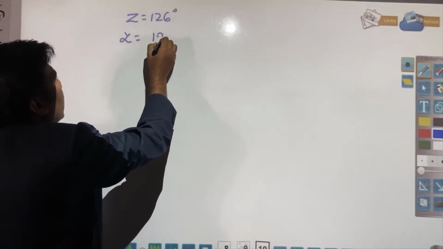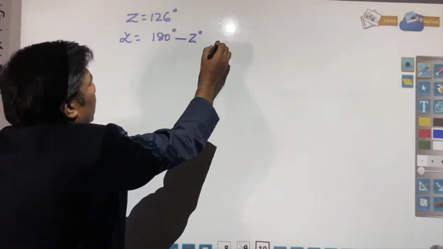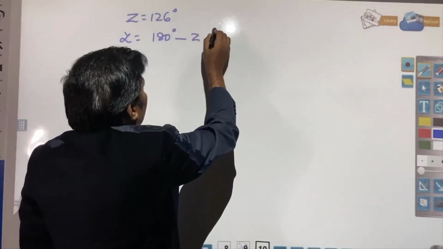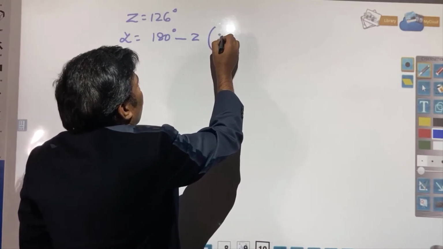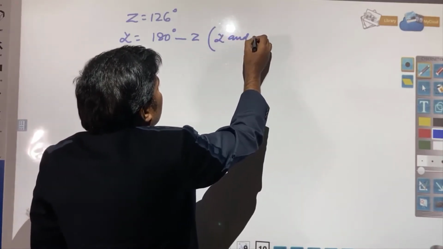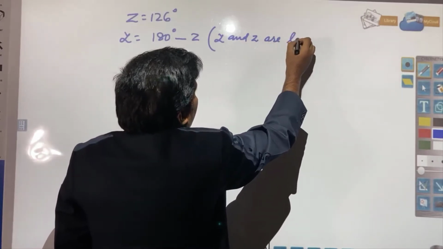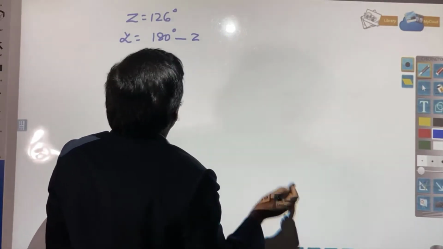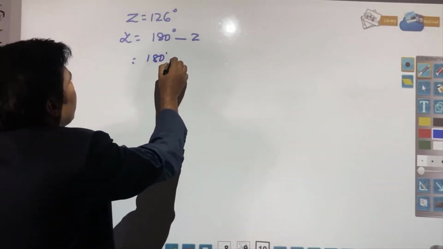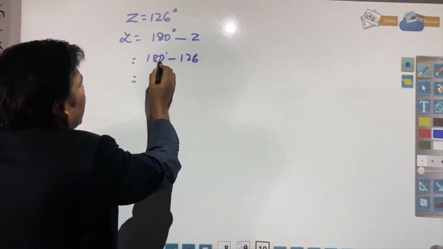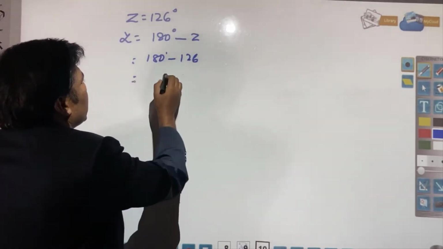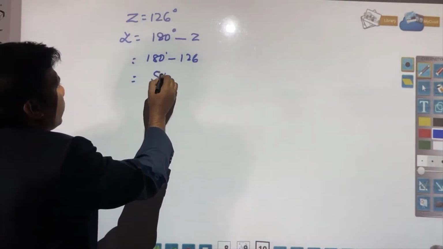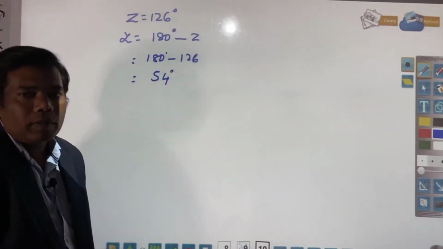Y will be 180 degree minus Z degree, because Y and Z are linear pair, or that is linear pair already you have written, so that is not required to be written. Here itself you write 180 minus 126, so just you subtract. 10 minus 6 is equal to 4, 7 minus 2 is equal to 5, 54 degree. So Y you have got 54 degree.